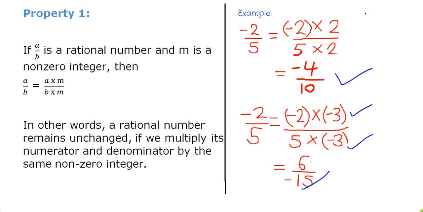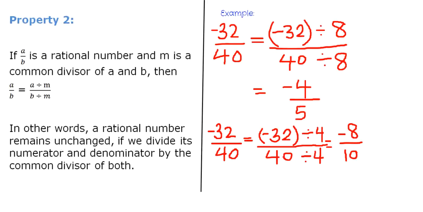Now, let us discuss the next property of rational numbers. It says if a upon b is a rational number and m is a common divisor of a and b, then I can divide my numerator and denominator by that common divisor. In other words, a rational number remains unchanged if we divide its numerator and denominator by the common divisor of both. Let us just see an example of that.